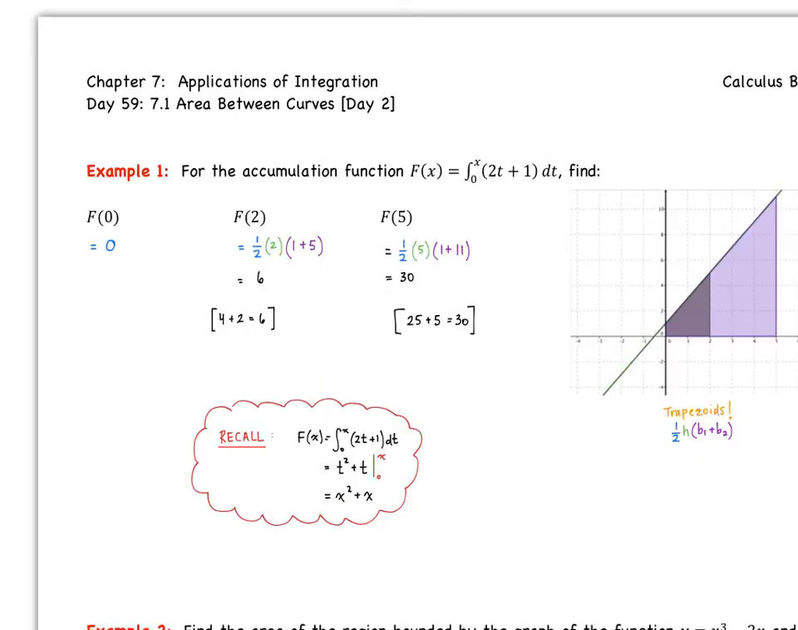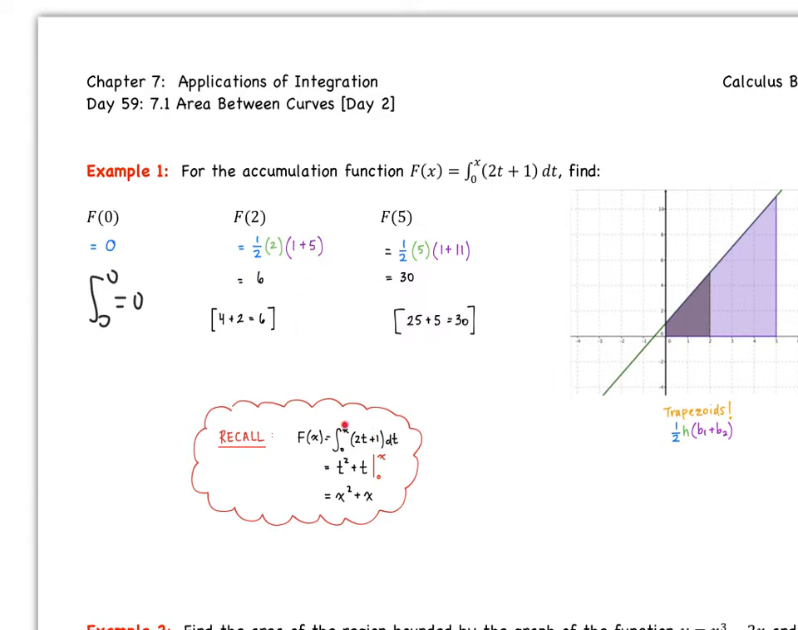Okay, so hopefully you recognize, when x is 0, we're essentially looking at the integral from 0 to 0, right? And we know that that is going to be 0, okay? Now, if we found f of 2, we could again look at it in terms of the trapezoid. 1/2, the height is going to be 2, that x value, and then the sum of the bases, all right?